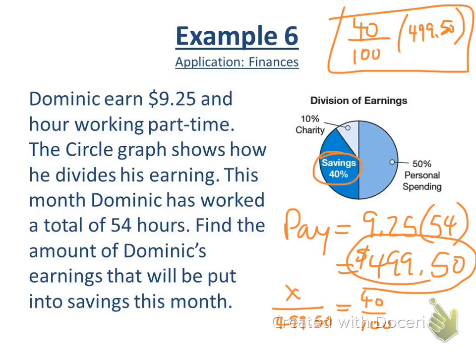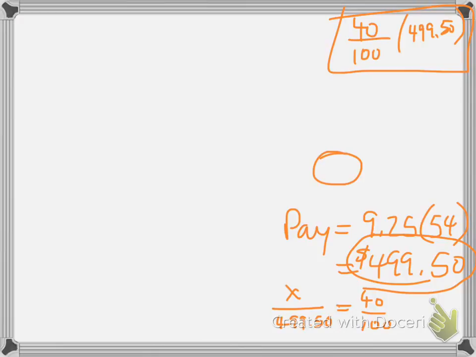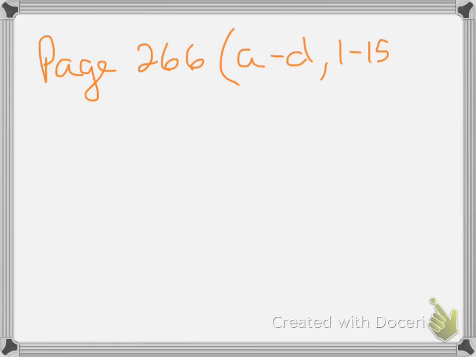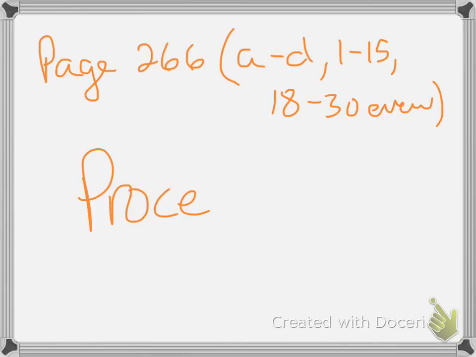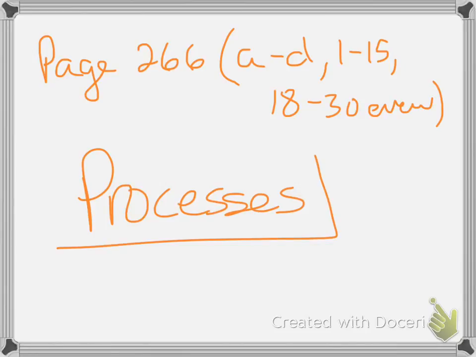Your homework is page 266. I want you to do A through D, 1 through 15, and 18 through 30 even. All right, guys, I want to see good processes in your work. We're starting on it now.